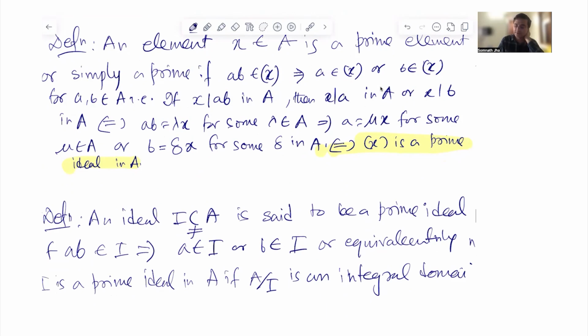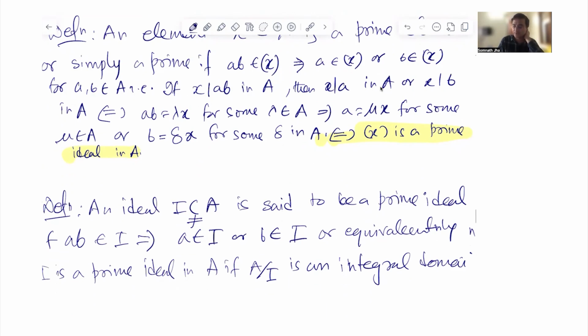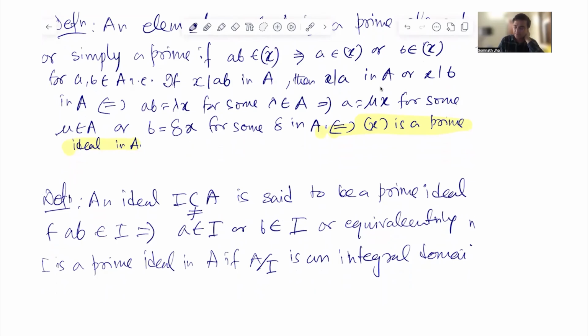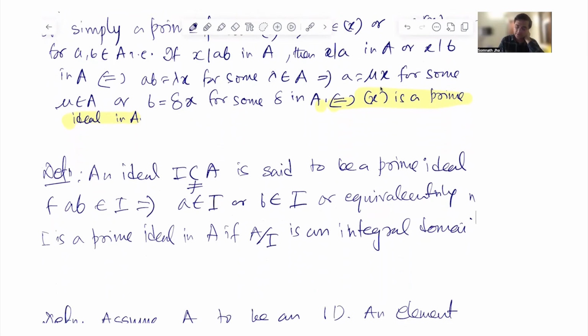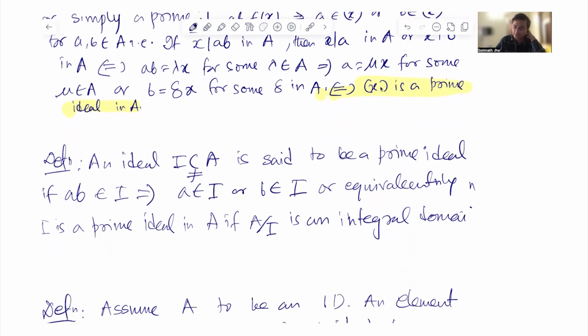What is the meaning of the ideal (X) being a prime ideal? I have not defined what a prime ideal is, so I define it immediately, and that's why I put it in a different color. An ideal I not equal to the whole ring, because by definition a prime ideal is not equal to the whole ring, is said to be a prime ideal if AB belongs to that ideal implies A belongs to that ideal or B belongs to it. Now I am claiming this is equivalent to: I is a prime ideal in A if and only if A mod I is an integral domain.